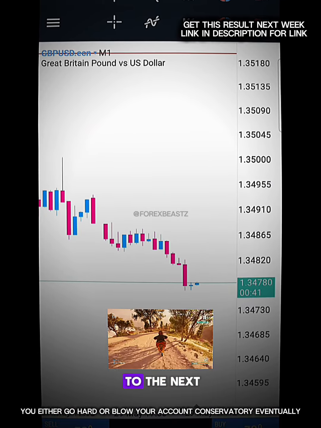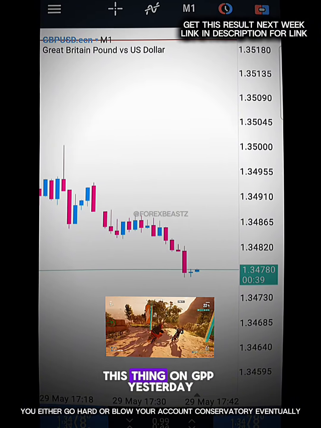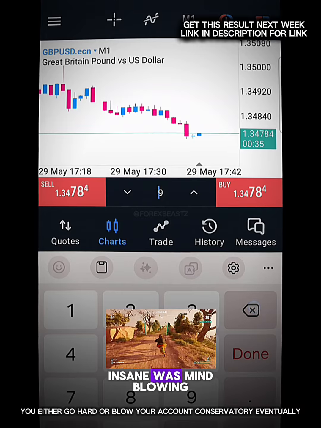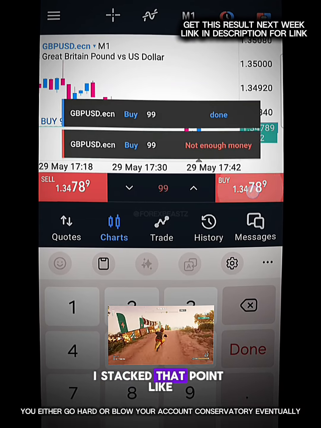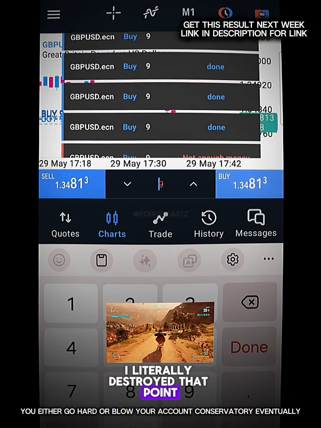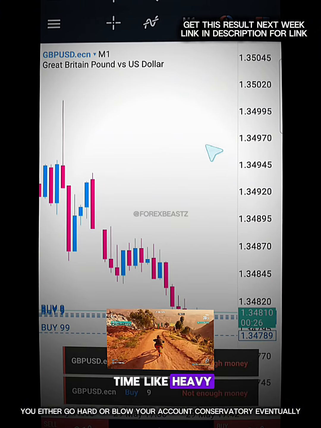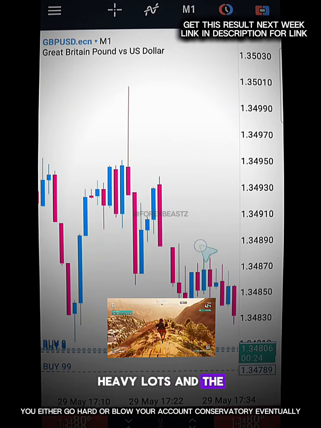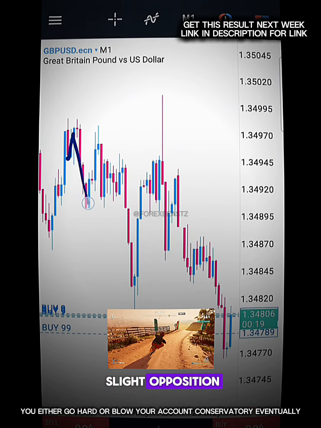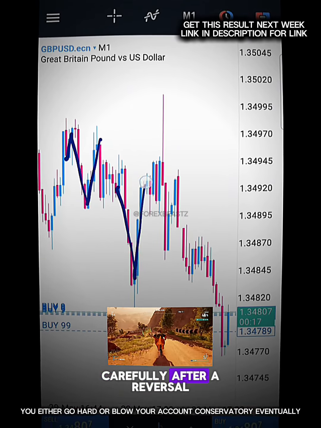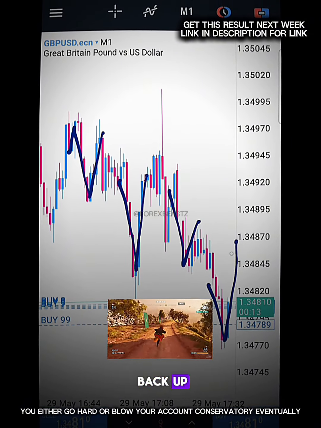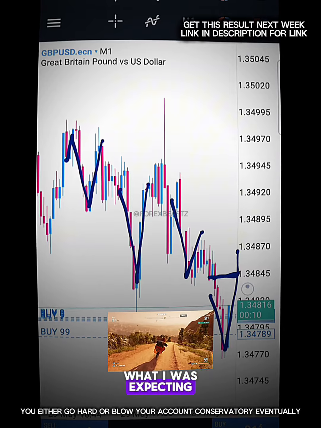And then I moved to the next one, on GBP/USD, and this trade was insane, it was mind blowing. I stacked that point, like I literally destroyed that point at this moment in time, with heavy lots. The moment I hit it, you can see that I was seeing some slight opposition, but if you look carefully, after a reversal, price was always going back up. That was what I was expecting to happen.